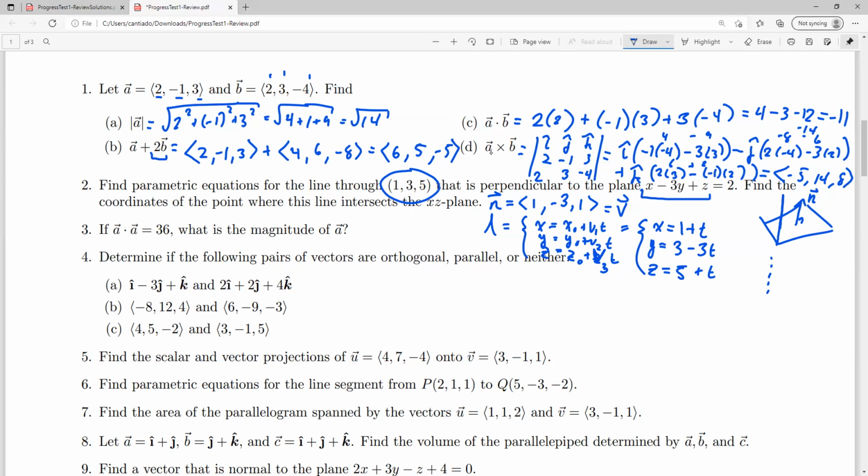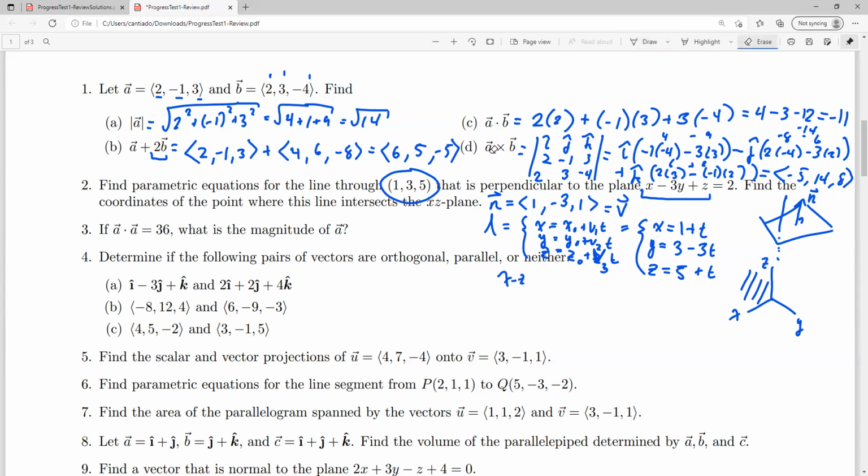Now, in order to find the coordinates for where this line intersects the xz plane, you have to remember that the xz plane, if we sort of draw this, xyz, the xz plane is right here. Well, how do you represent that algebraically? All that is the xz plane.